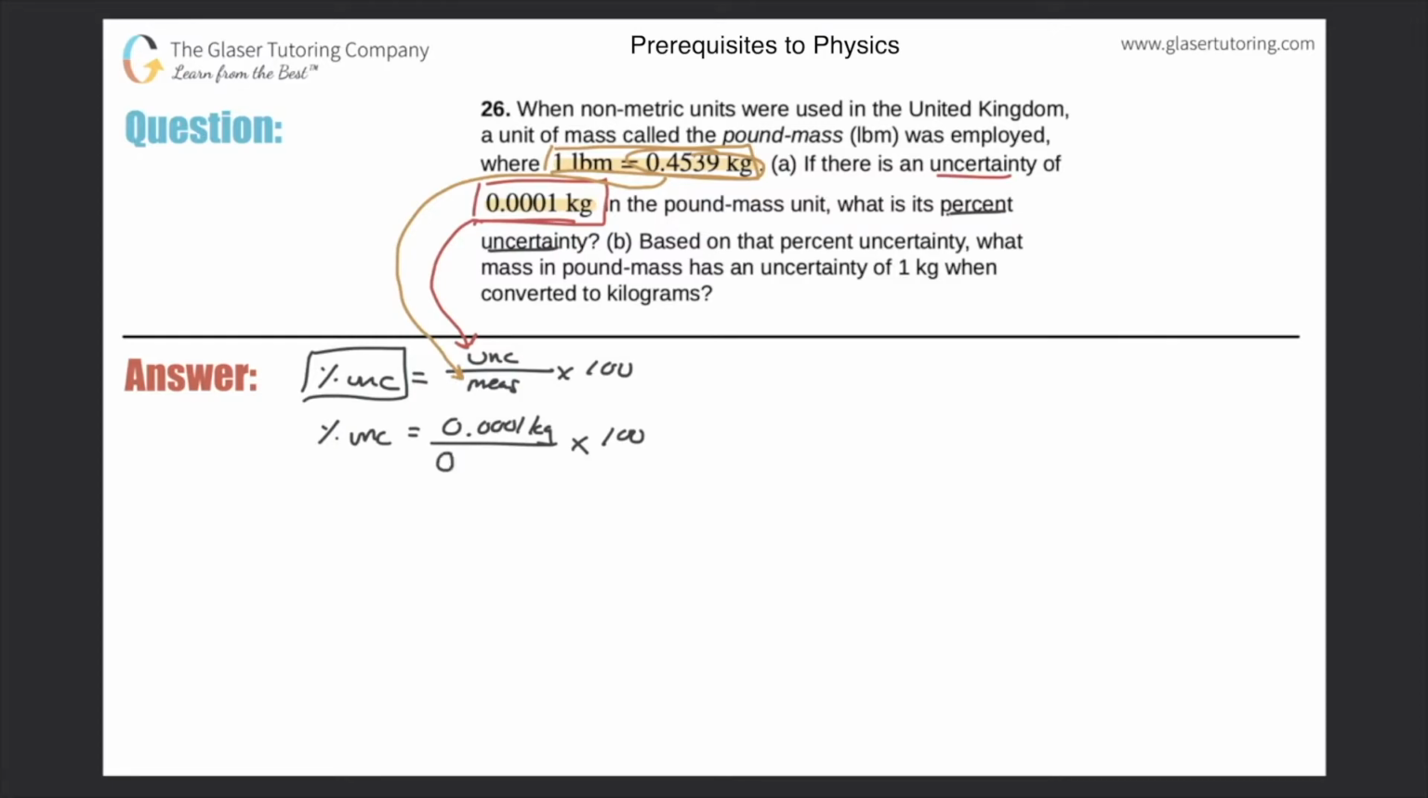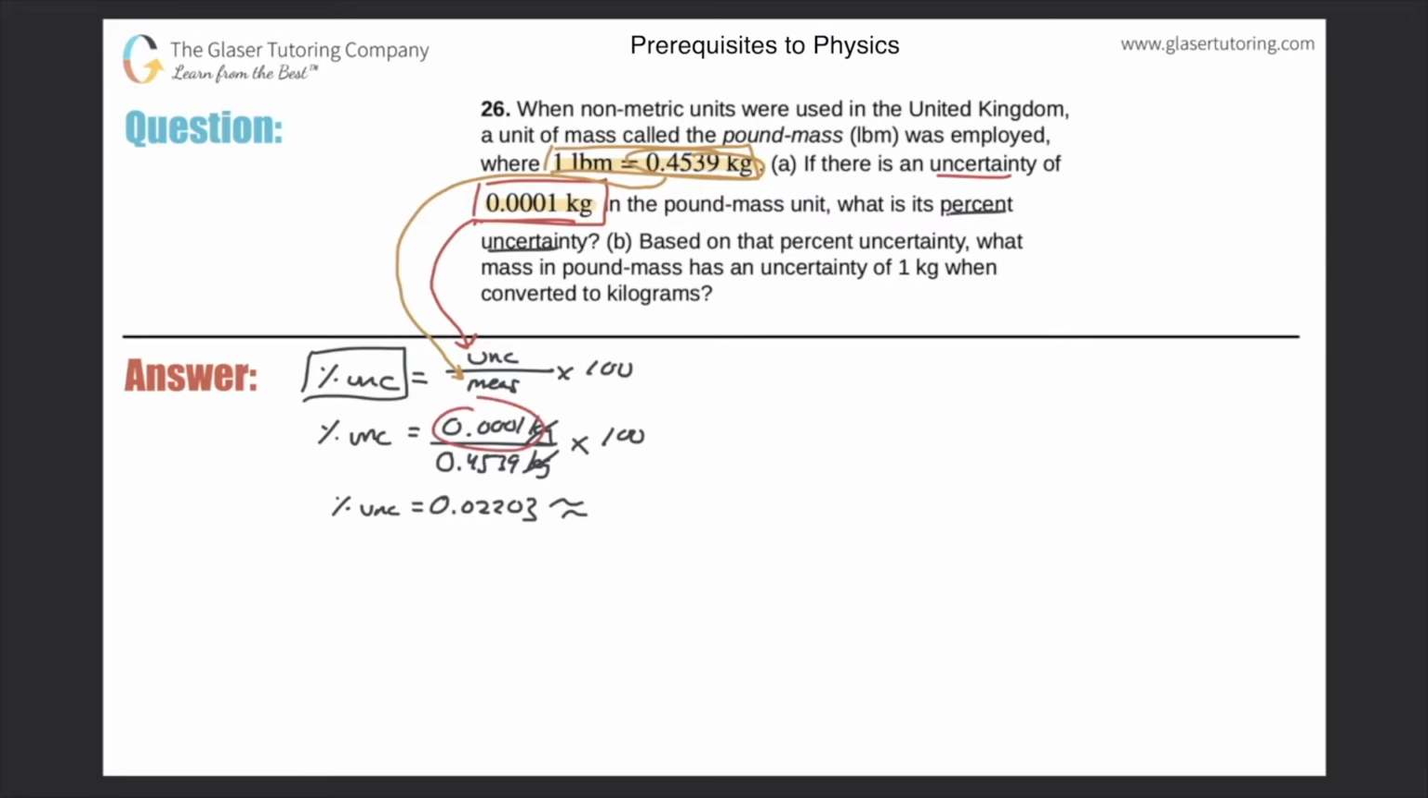So now let's do that. Let's plug in 0.4539 kilograms. Notice the kilograms will cancel, and that's what should happen because percents are unitless. So let's do the division now. 0.0001 divided by 0.4539. Multiply that by 100. So we get a value of approximately 0.02203, etc.